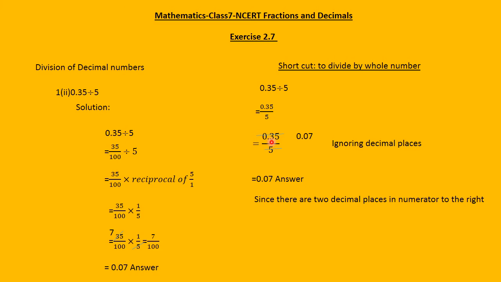But there are two decimal places. So how do you write two decimal places? 0.07. So 7 we will write and another 0 you will put before. You should have two decimal places. You cannot write it as 0.70, because 0.70 has only one decimal place. But you should have two decimal places, so we write 0.07. It is the answer. We'll go to the next question.